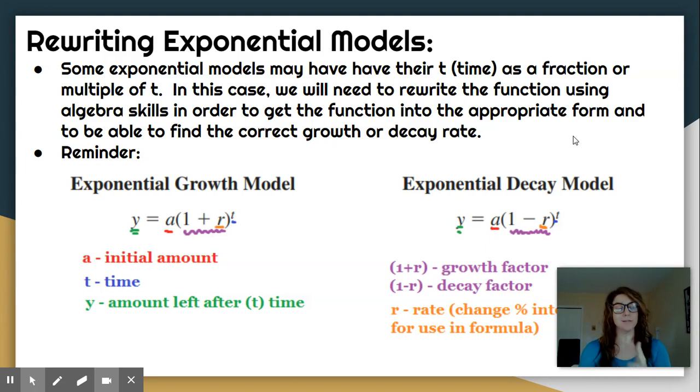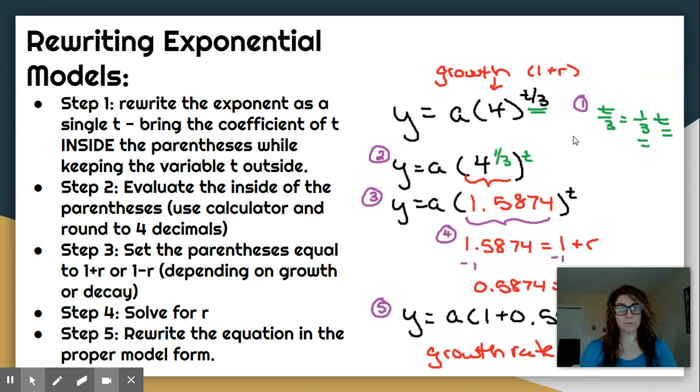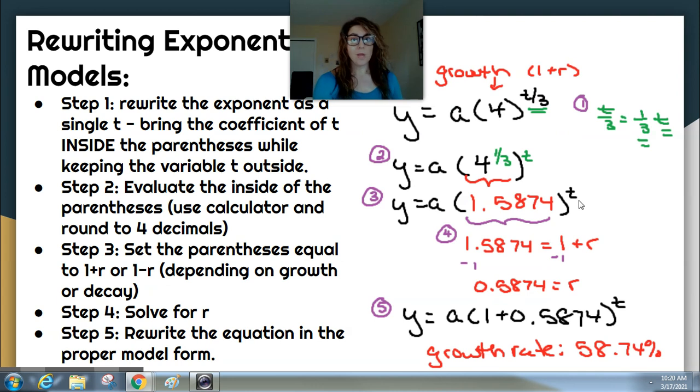Okay, so again, just a quick review of what the models look like. It's y equals a, some initial value, times 1 plus r, 1 plus your rate, or 1 minus r if it's a decay, to some t value. In order to rewrite our models, we're going to start with a basic growth or a basic decay model. First, you want to decide, is it growth or decay? So you know if you're looking at 1 plus r or 1 minus r.